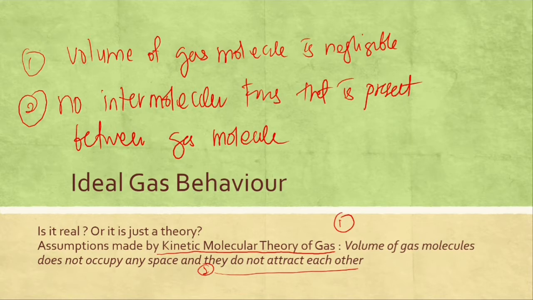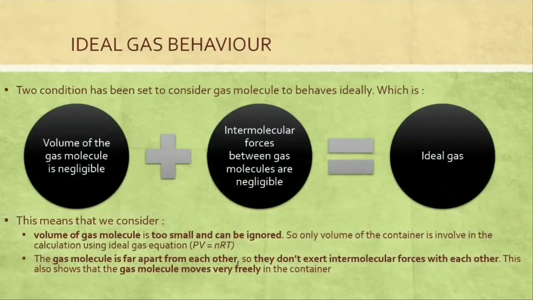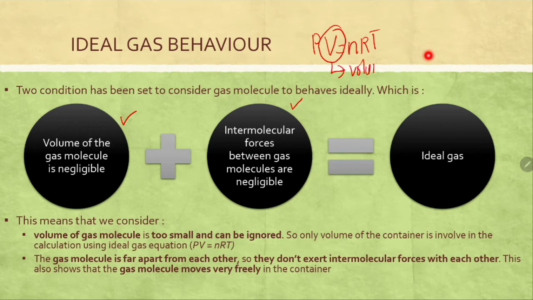Only these two assumptions are applied based on the kinetic molecular theory of gas, and these two conditions must be met in order for a gas to behave ideally. You always need to remember these two conditions. We ignore the volume of the gas molecule, and we assume there are no intermolecular forces present between the gas molecules. As we can see in the ideal gas equation, PV = nRT, this volume refers to the volume of the container. There should be a volume of gas molecules, but to use this equation, we completely ignore it. We just need to consider the volume of the container.